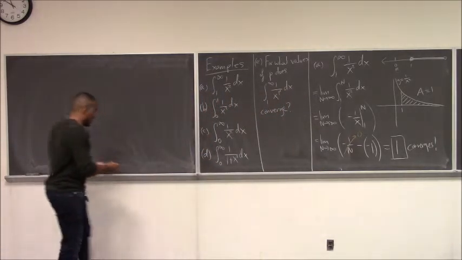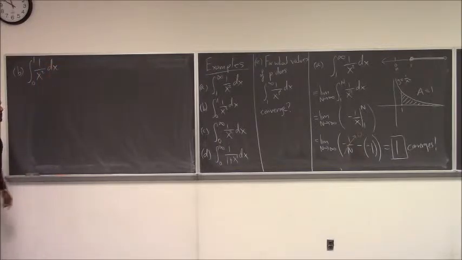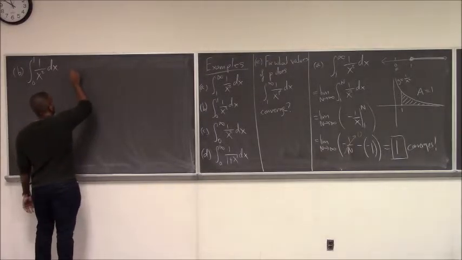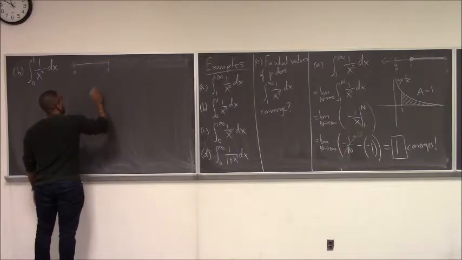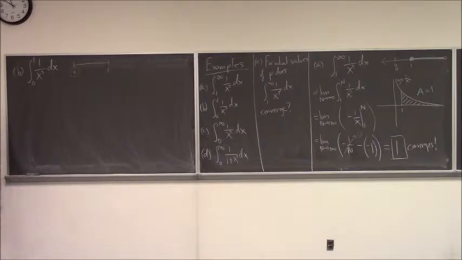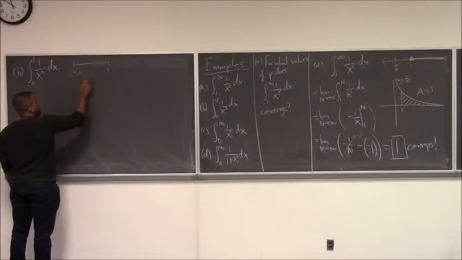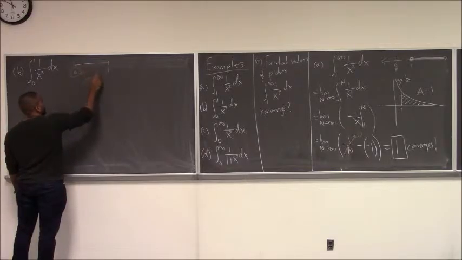What about this one? B. Same function, I change the interval. This interval goes from 0 to 1. But obviously, 0 is bad news because 1 over x squared is undefined at 0. You end up with a division by 0 there. So, since we're on this interval, we want to approach 0 from the right, so I'm going to take the limit as we approach 0 from the right of our integral.